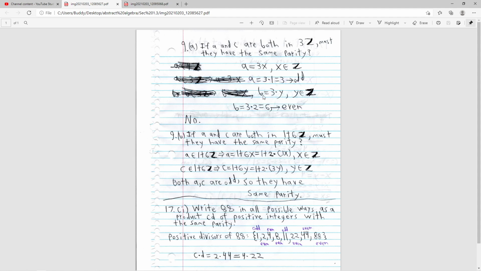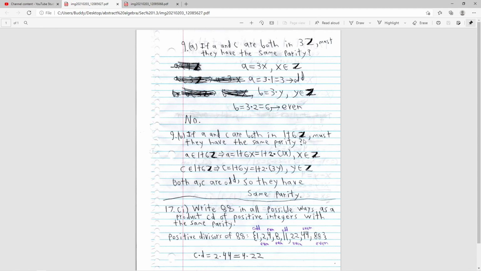plug in for this. Basically, we're trying to find a counterexample, so we have a = 3, which is odd. b equals 3y, y is in Z. b equals 3 times 2, b equals 6, which is even. So odd, even, they can't have the same parity. They have to be both odd or both even.